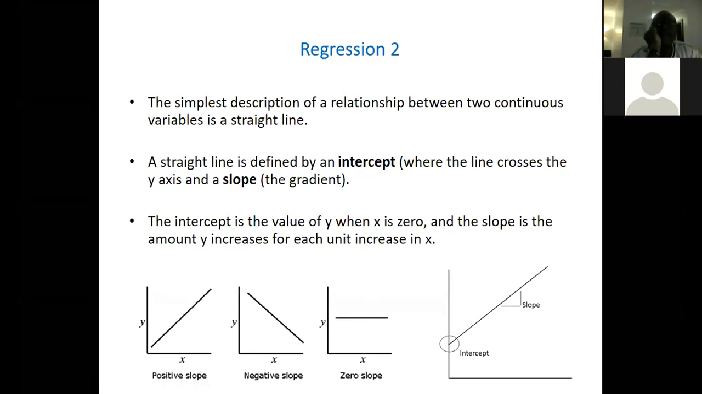Of course, two characteristics of the linear relationship are the slope and the intercept. Look at these three things now. One, the slope is positive, it goes up. This one goes down. That's negative. Then this one is horizontal. That's like there is no slope, zero slope.